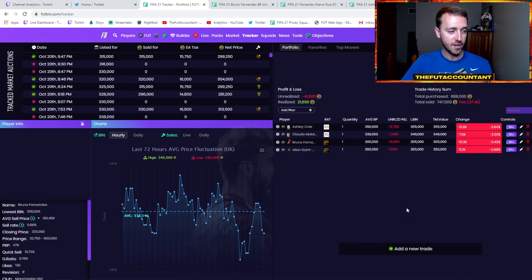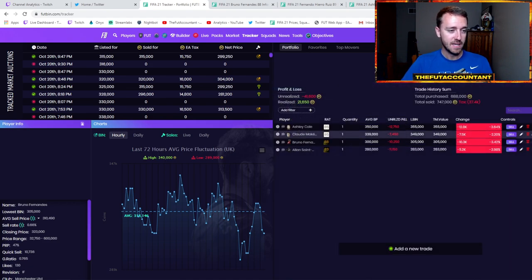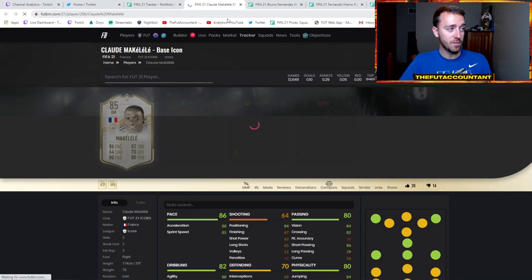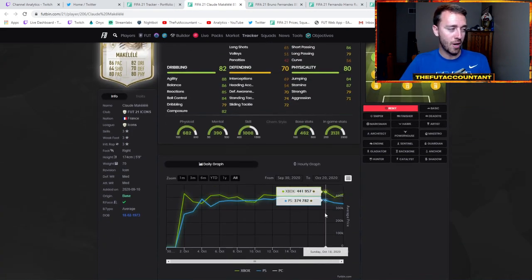So yeah, that's how you do it. You add a new trade here. You can sell cards over here. You can edit the prices. You can edit the quantity, and then you can actually access the player page as well. Like if I click on this player page over here, I can actually go and view the Makelele individual page with the stats and where the normal graphs are.